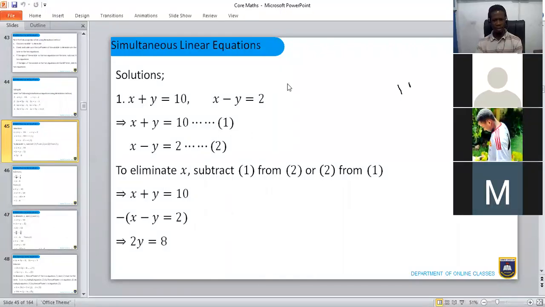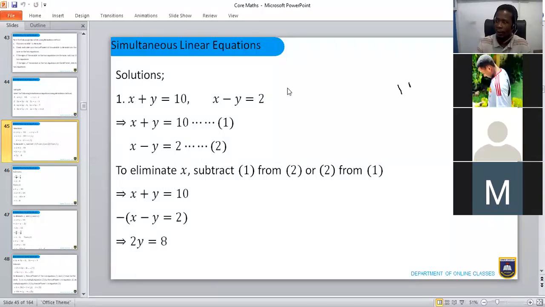Sir, are you going to do the same thing for the x minus y? Which same thing? Like when we found y to be 4. No, you only picked one equation. You can choose to use equation 2 to look for x using y equals 4, or you can choose to use equation 1. You still get the same answer. Do you get me clear?